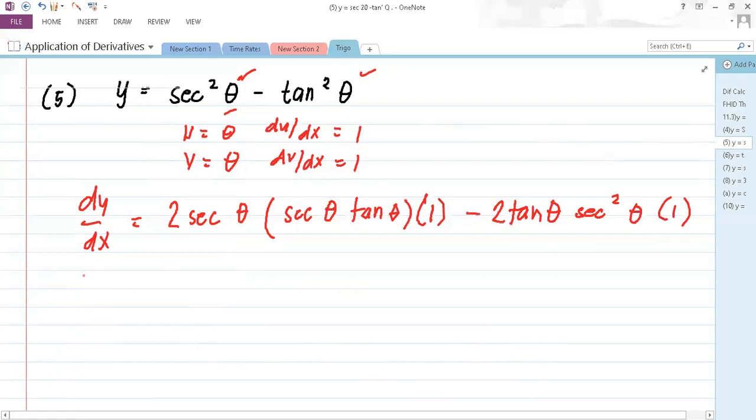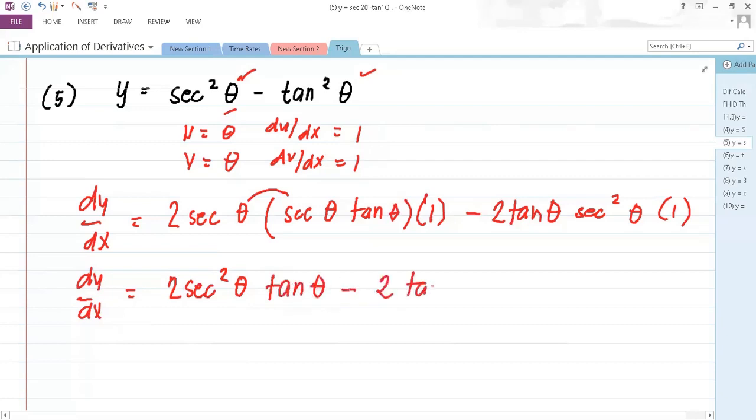Okay, so ito na yung magiging dy dx natin is equal to, okay, so we have 2 secant of theta, secant squared of theta. Okay? Pagka minultiply mo yan. Plus secant squared. Tuloy-tuloy pala ito. Wala palang tangent of theta. So, 2 secant theta tangent of theta. Okay? So, minus 2 tangent of theta secant squared of theta.